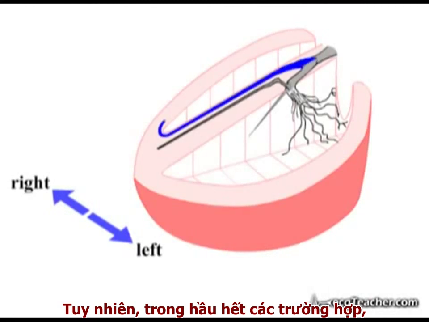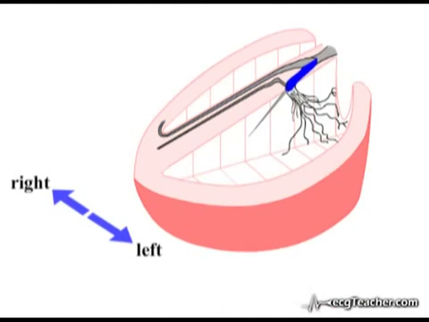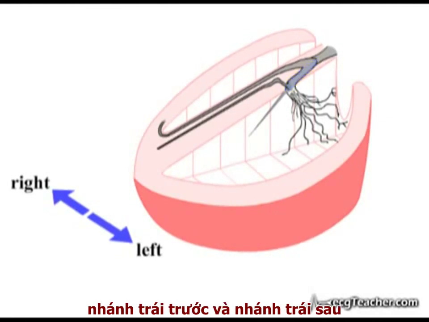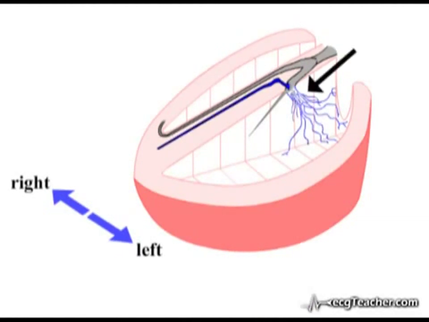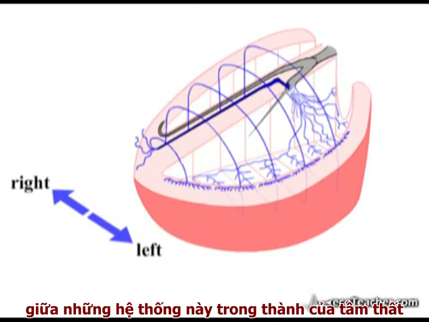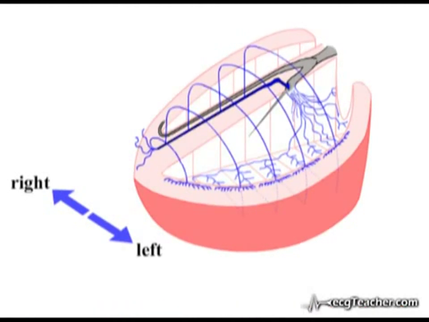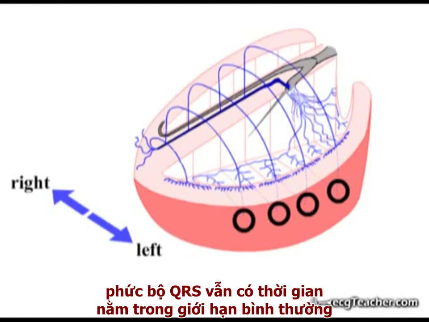However, in the majority of individuals, the left bundle branch divides into three peripheral branches, or fascicles. The two major subdivisions of the left bundle branch, the left anterior fascicle and the left posterior fascicle, depolarize the walls of the left ventricle. Because of extensive anastomoses between these systems within the walls of the left ventricle, when one of these major branches is damaged, the QRS complex duration remains within the normal range.